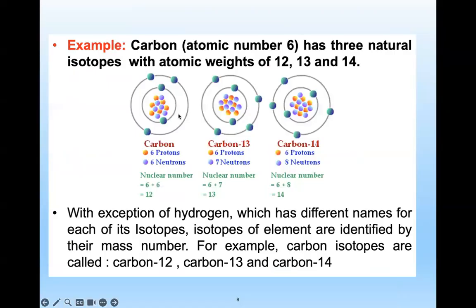We take another example here. What is the difference between carbon 12, carbon 13, and carbon 14? It is isotopes. So here 6 protons, 6 neutrons, as you can see. You count them. Here 6 protons, 7 neutrons. Here 6 protons, 8 neutrons. So it means that carbon has 3 natural isotopes with atomic masses of 12, 13, and 14.